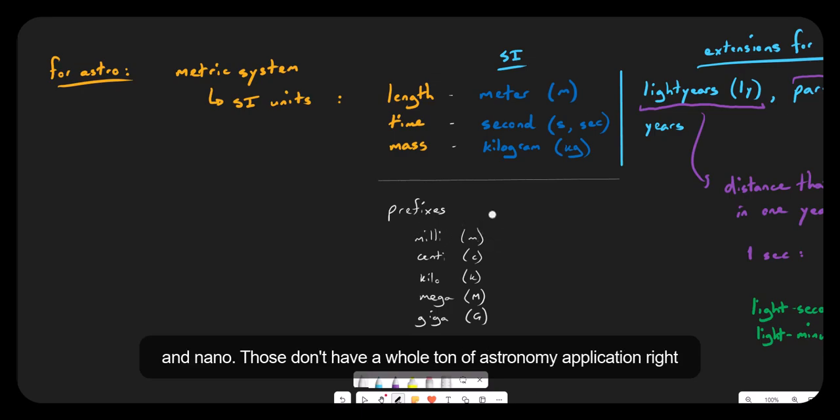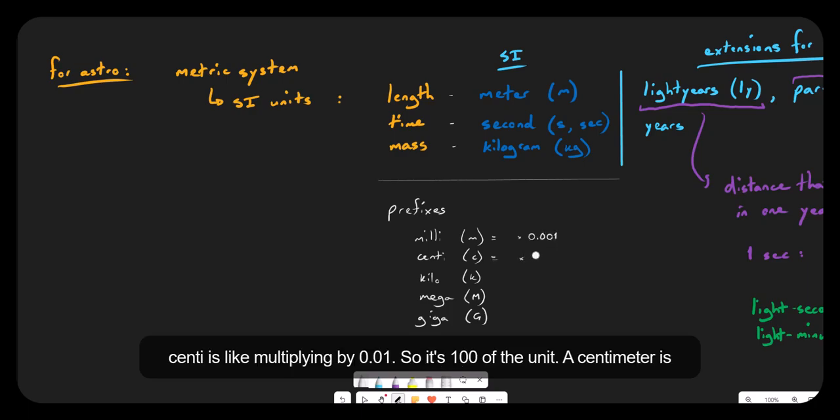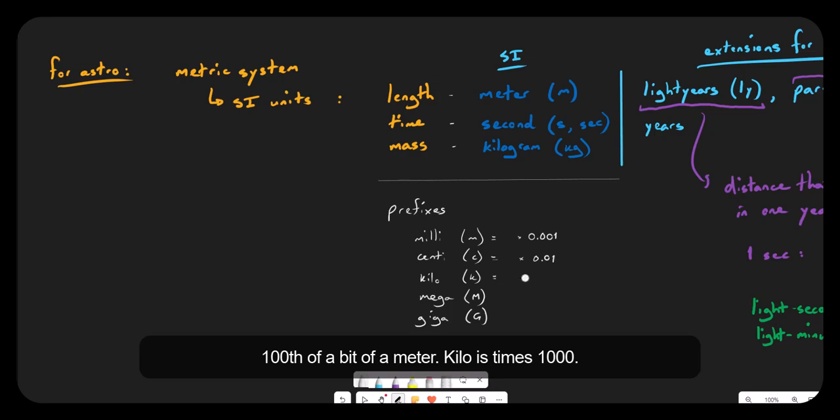We use like micro and nano. Those don't have a whole ton of astronomy application right now. And when we get to a point where they do, then I'll bring those up. But a milli is like multiplying by 0.001. Centi is like multiplying by 0.01, so it's 1/100th of the unit. A centimeter is 1/100th of a meter. Kilo is times 1,000.